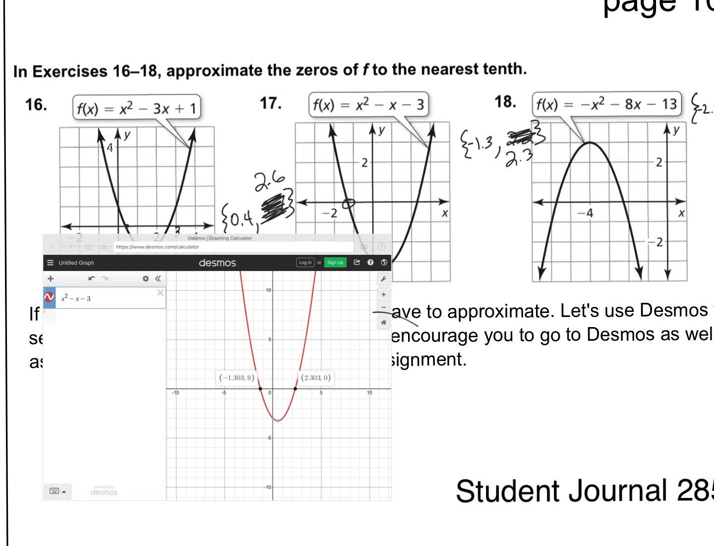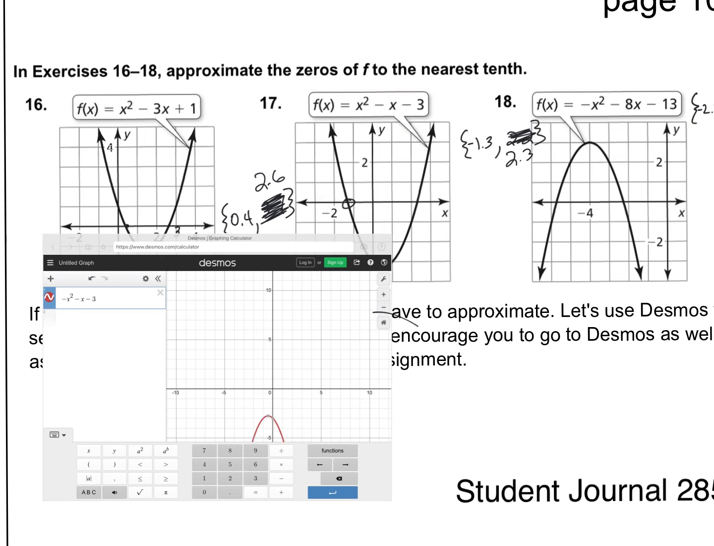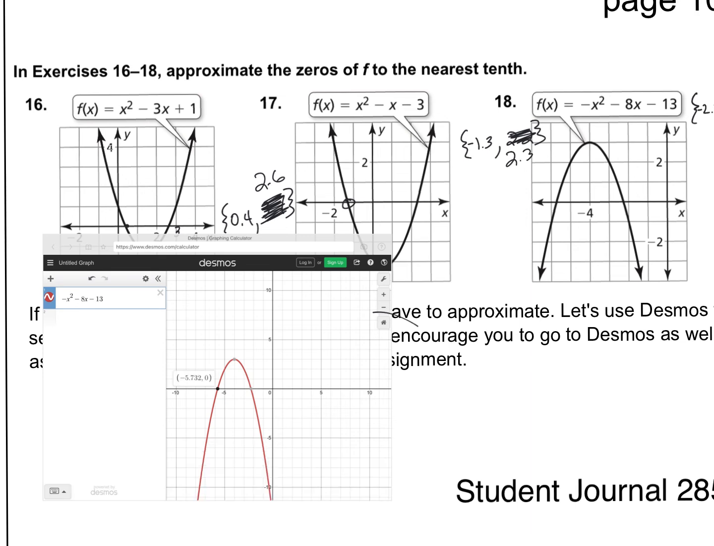And now I can't see that answer I have over there. I think it was 5.7. Well, I'll see in just a second. Okay, and the last one, negative, so I just put a negative sign in front. Negative x squared minus 8x minus 13. Okay, so here we go, moment of truth. Negative 5.7. Hey, I was right. We can't see it, so I'll just write down here. Negative 5.7.